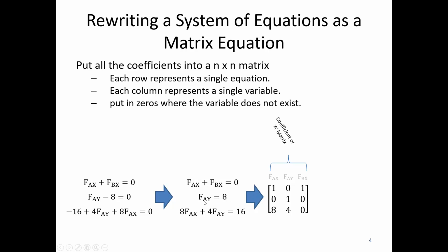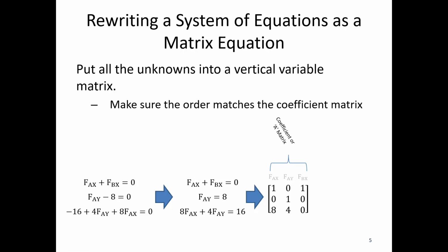Done the same thing for the second equation. So Fay is the only variable in there, so it's 0 for Fax and Fbx, and 1 for Fay is my coefficient. And then down here, Fax has a coefficient of 8, Fay has a coefficient of 4, and Fbx has a coefficient of 0 because it doesn't exist. All right, so I've taken all of those coefficients and put them into my coefficient matrix.